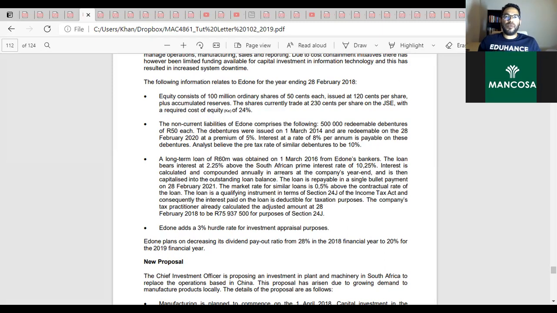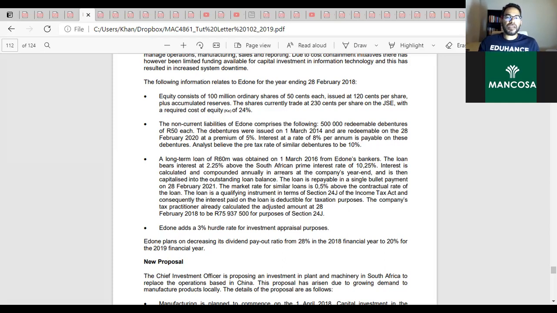When we want to calculate the market value, we ask ourselves, is it redeemable or non-redeemable? In this case, it is redeemable because there is a specified date of repayment. So therefore, we can either use the cash flow table or the financial calculator. When there's a Section 24J, you can't use the financial calculator. You will have to use the cash flow table.